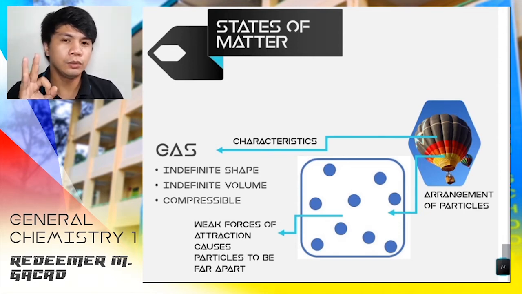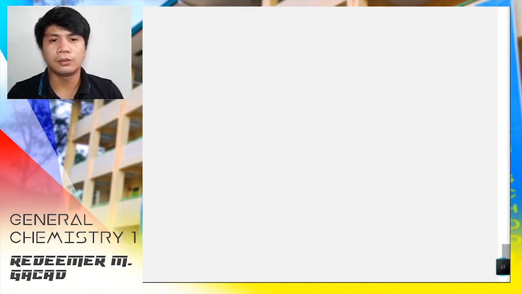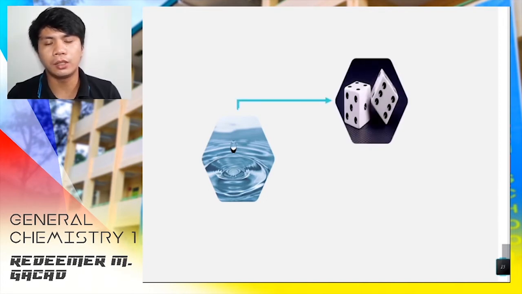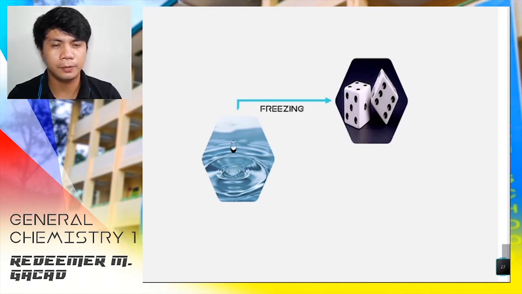Now, itong tatlong states of matter natin na to, solids, liquids, and gas, ay pwedeng mag-transform sa isa't isa. Ang solid ay pwedeng maging liquid, ang liquid ay pwedeng maging solid. Ang solid ay pwedeng maging gas, ang gas ay pwedeng maging liquid. Yung process ng pag-turn ng liquid into solid ay tinatawag nating freezing. Okay? Freezing. It involves the decrease in temperature.